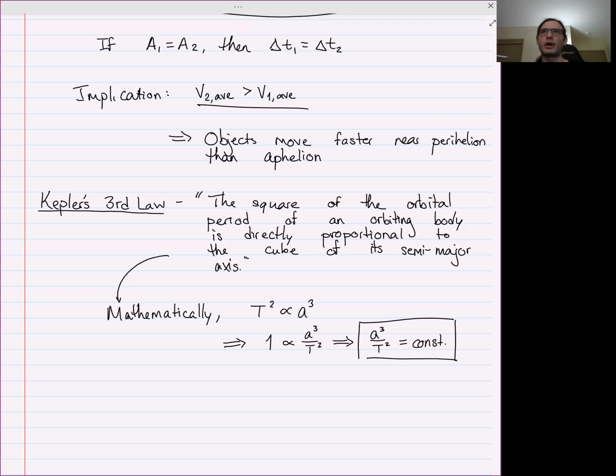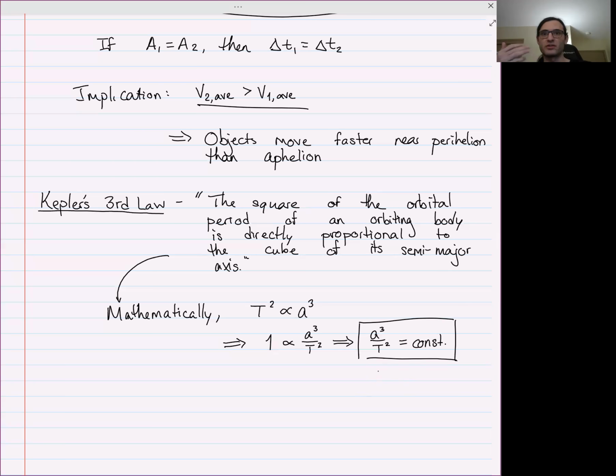And let's say we also knew how far away Mars was from the sun. Using this relationship, we could figure out how long it takes for Mars to go around the sun. And the reason we could do that is because the constant only depends on the thing that you're orbiting around. And since they're both orbiting around the sun, they both share the same constant. So you could use what you know about Earth, A cubed divided by T squared, and just figure out what that constant is.